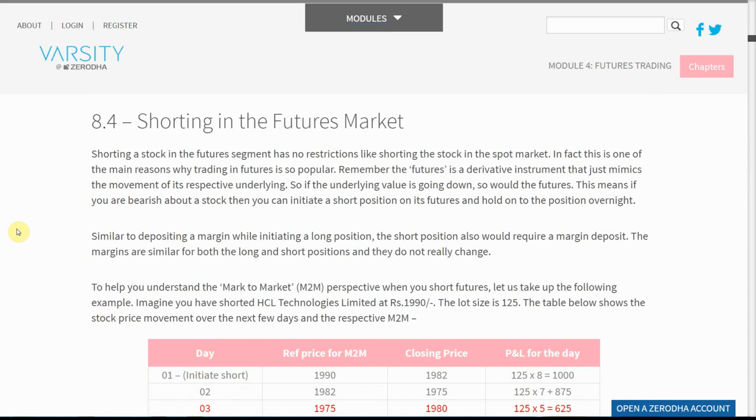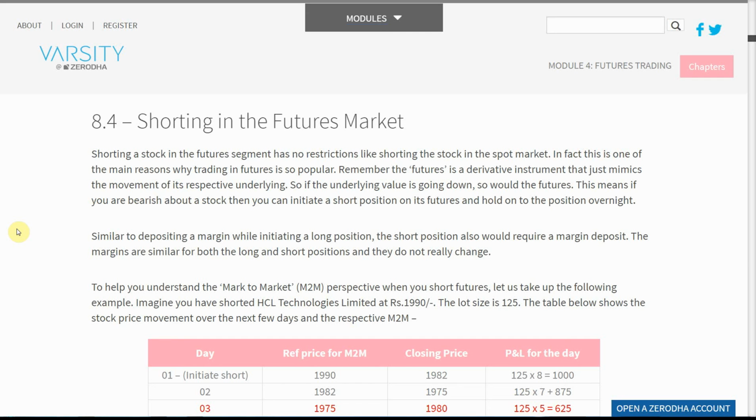8.4 Shorting in the futures market. Shorting a stock in the futures segment has no restrictions like shorting the stock in the spot market. In fact, this is one of the main reasons why trading in futures is so popular. Remember, the futures is a derivative instrument that just mimics the movement of its respective underlying. So if the underlying value is going down, so would the futures.